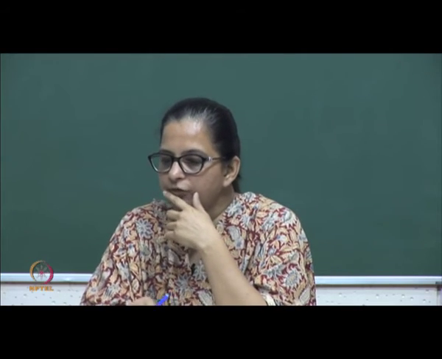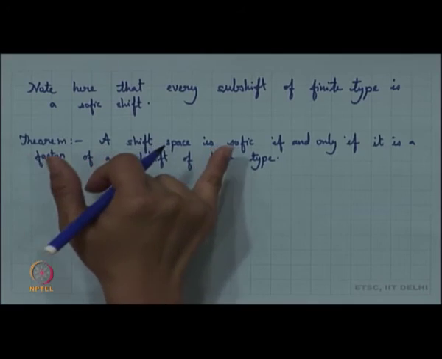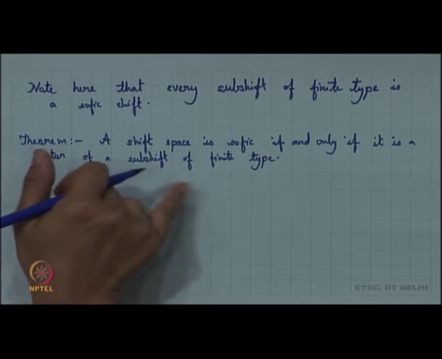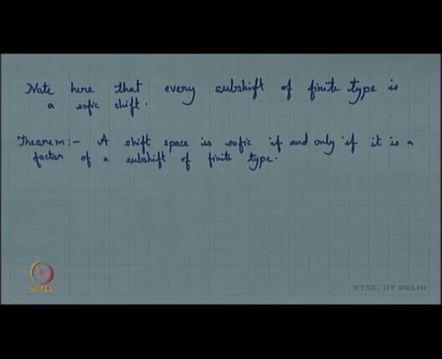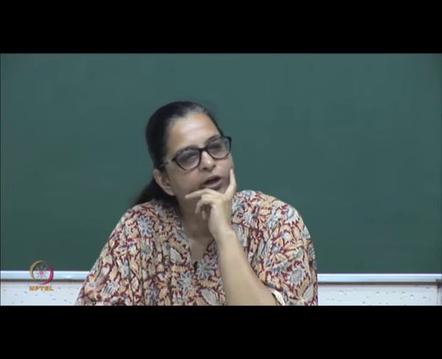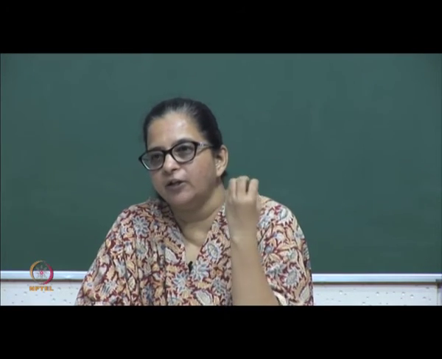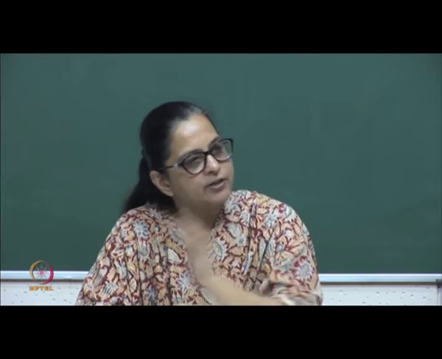a factor between the subshift of finite type and the Sophic shift. So, we know that a shift space is Sophic if it is a factor of a subshift of finite type. We need to look into the converse part. Can we always say that this will be true? If it is Sophic, we know that it is a factor of a subshift of finite type. Now, think of a factor of a subshift of finite type. What is a factor of a subshift of finite type?